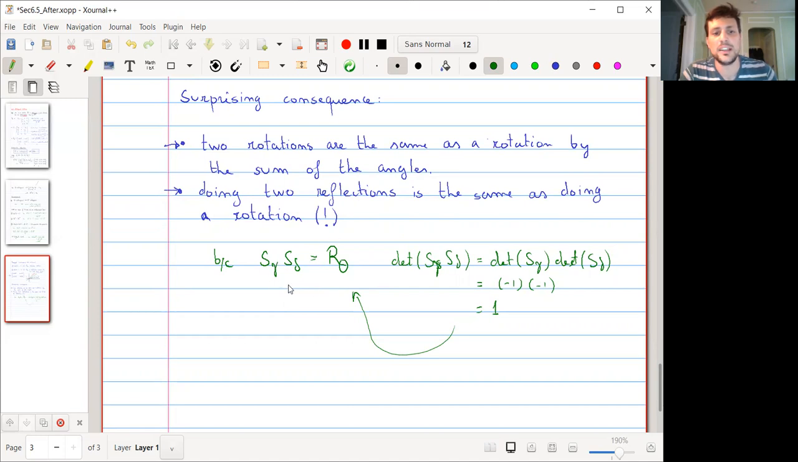The important thing here, and I think it's very surprising, is that you can show without drawing a picture that doing two reflections must actually be equal to a rotation. I do, however, encourage you to try and draw a picture in which you take two axes of reflection and reflect a vector across each of them and see that you're actually rotating things around.